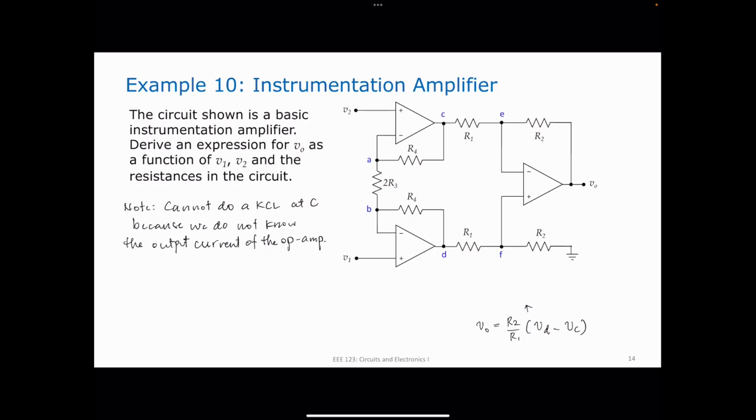And that is a very common mistake made by students. They get so used to the fact that the input current is 0 that they also think that the output current is 0. Note that this output current is not 0. So that makes it not useful to do a KCL at either C or D. So where we will apply KCL would be A and B. So we do a KCL at A.